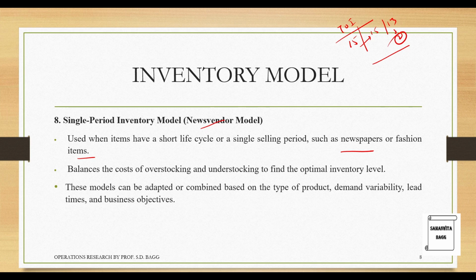So I'll conclude, these models can be adapted or combined based on the type of product, demand variability, lead times, and business objectives. So you have to decide what is the type of business that you are doing, what is the situation of your supply chain, how is your company working, and accordingly you should decide on the model that you are going to use. It is not that a particular model will be used in all cases.